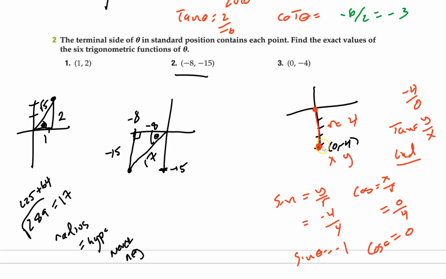So that's how you do one when it lands on a line. Anytime you land on an axis, we call those quadrantal angles. Anytime you land on a line, that's how we do it. It's y over x. And if it's not a unit circle, you have to use the r also.